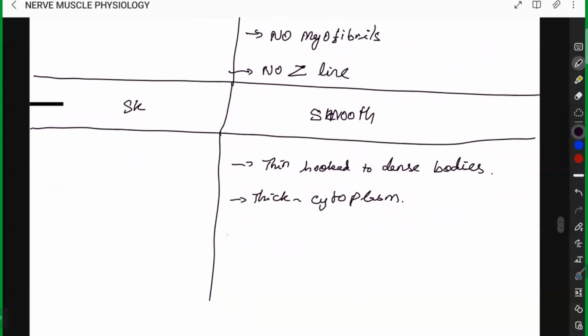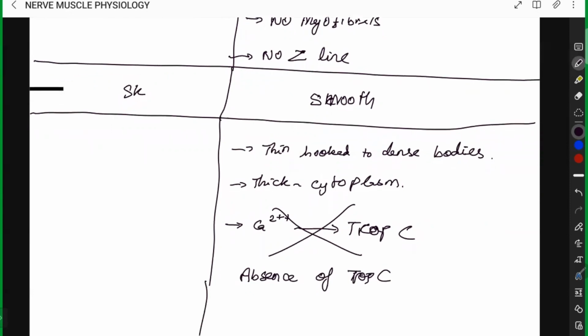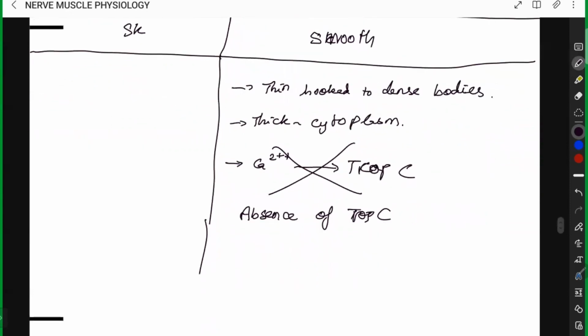Then you have calcium, right? This calcium does not combine with troponin. There is no combination of calcium and troponin. In fact, there is an absence of troponin; no troponin is present in smooth muscles. This troponin is replaced by a structure called calmodulin. This is another question which I kept in the test and discussion.